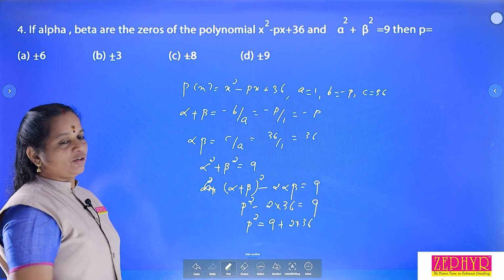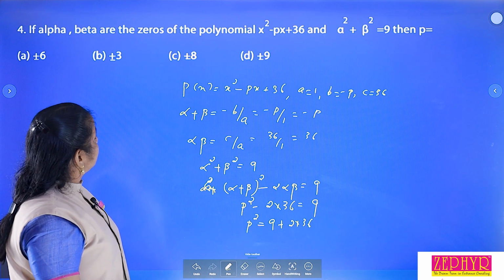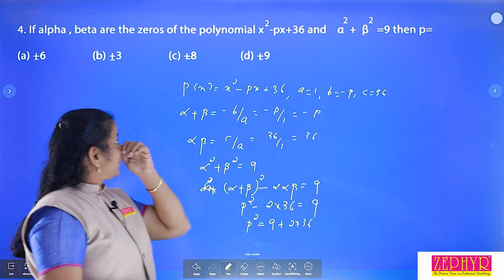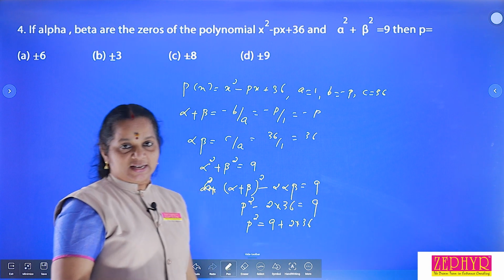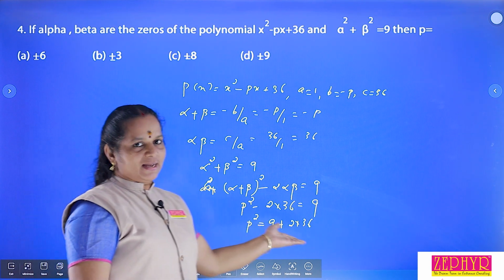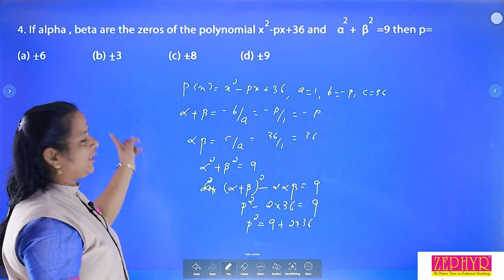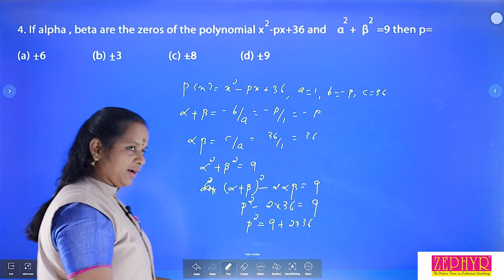So you can easily find out the value of p. From the options it is plus or minus 6, or plus or minus 3, or plus or minus 8, or plus or minus 8. What is the answer here? Okay, you can choose it easily. You do the balance in this problem. But here it is p square, we got the value, then what's the value of p? You can do it.